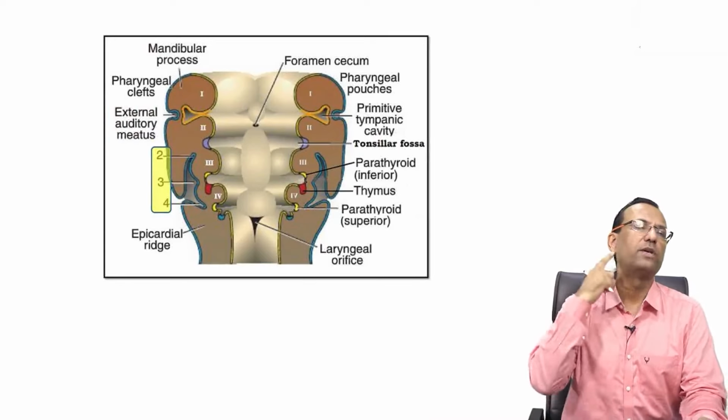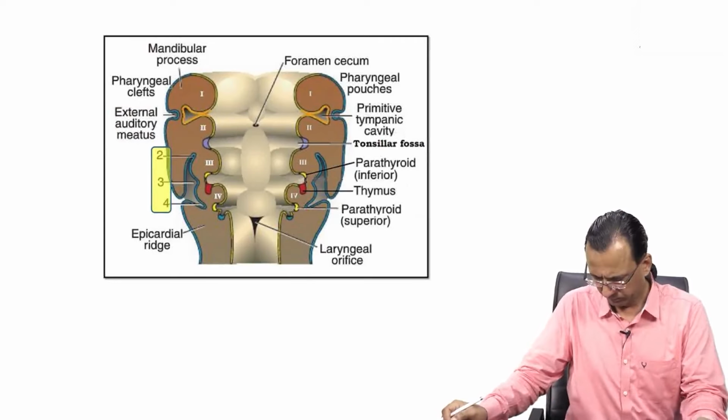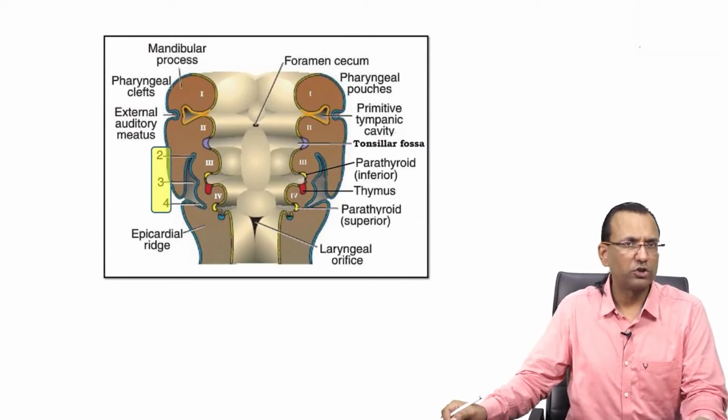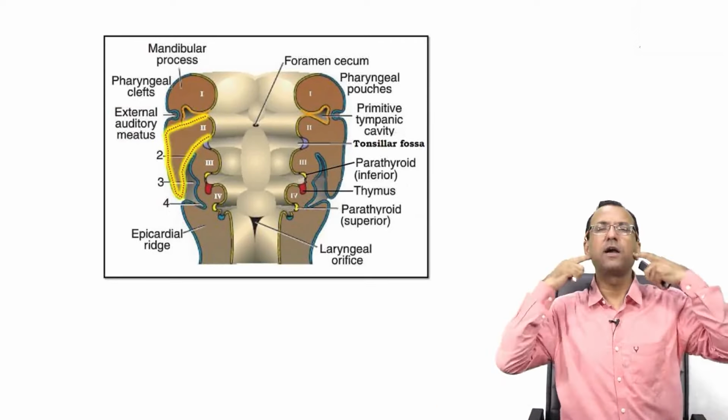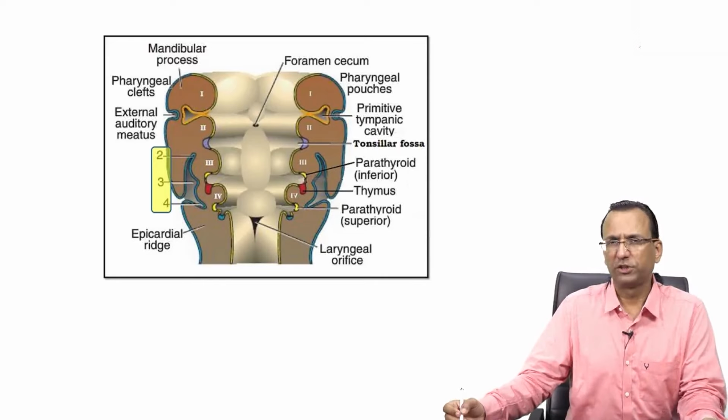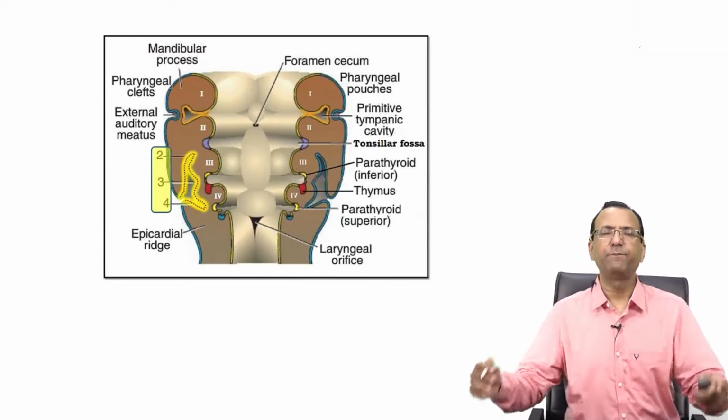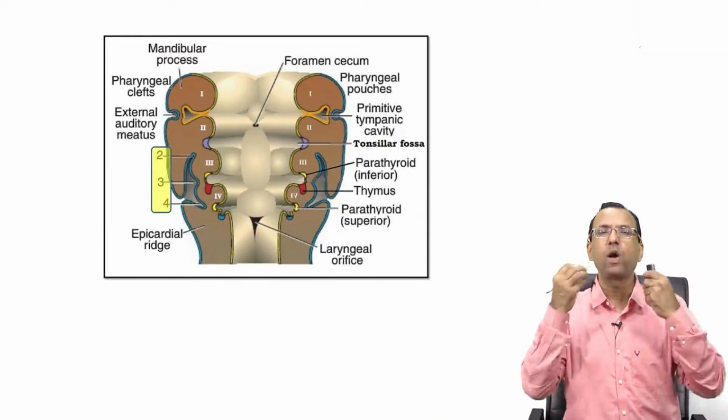How are clefts number 2, 3, 4 obliterated? Because the mesoderm of the second arch will cover them. So the mesoderm of the second arch will cover clefts number 2, 3, 4, and they will be obliterated. They'll form a cervical sinus. What is a sinus? A sinus means a blind sac with one opening.